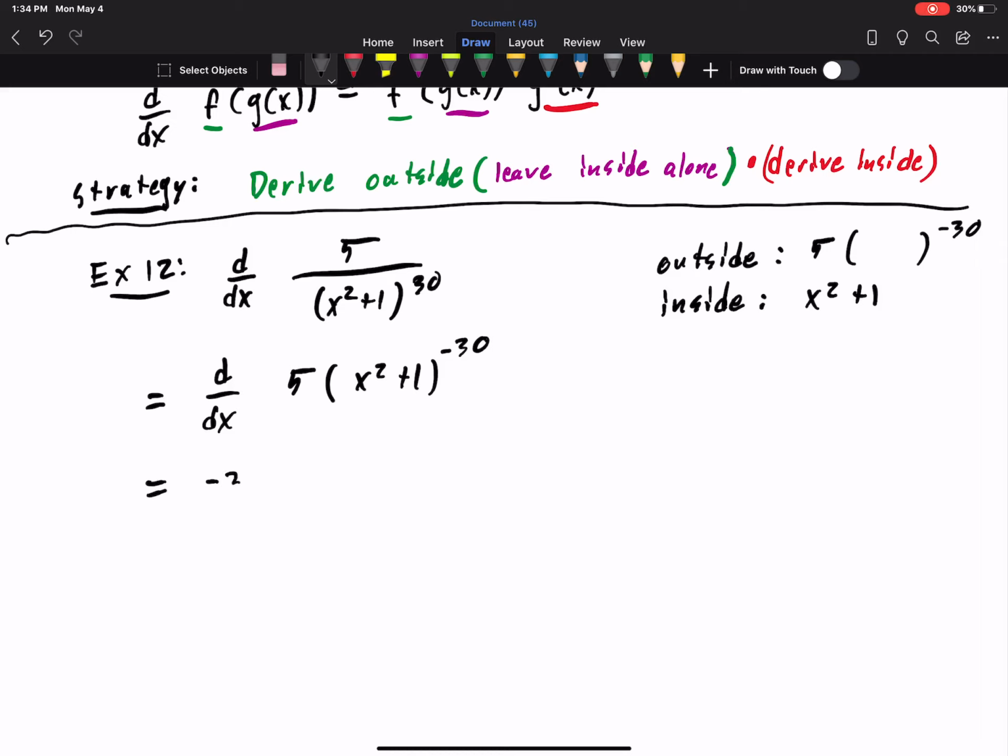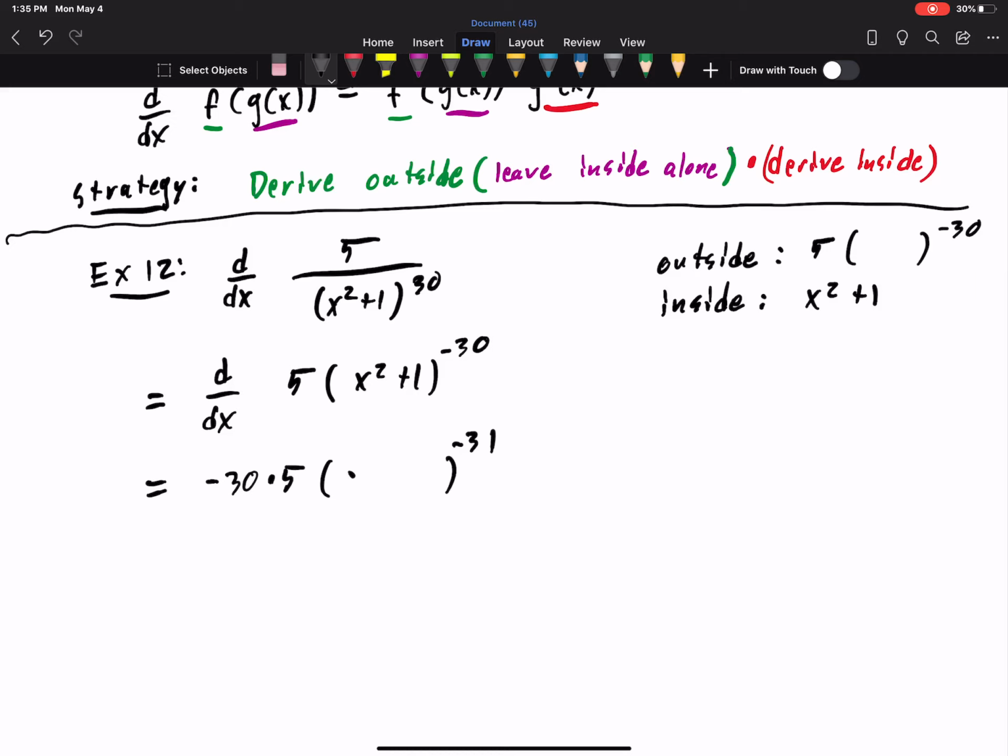This gives you minus 30 times 5, because you're bringing the exponent down in front. And then you subtract 1 from the exponent. So that does not give you minus 29. It gives you minus 31. Okay, you're subtracting 1 every single time. It doesn't just mean that the numerical value of the power gets reduced. You're just subtracting 1. Just do it mindlessly, and you'll get it right, okay?